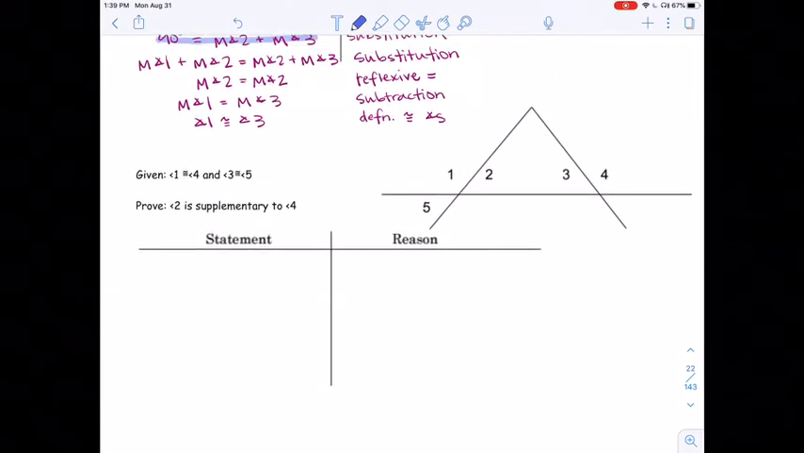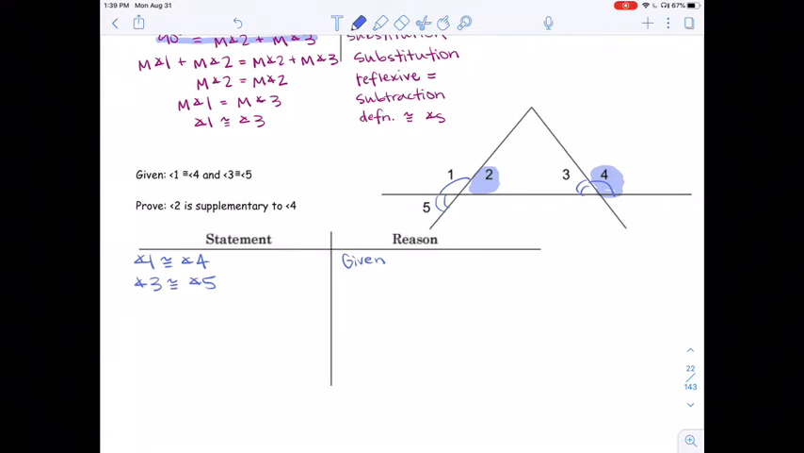So angle 1 is congruent to angle 4. I'm going to go ahead and mark those out, 1 and 4. And angle 3 is congruent to angle 5. I'm going to go ahead and write these in. Angle 1 congruent to angle 4 and angle 3 congruent to angle 5. That is given. And I want to know that 2 is supplementary to 4. Okay, so think about these bridges that we can make.